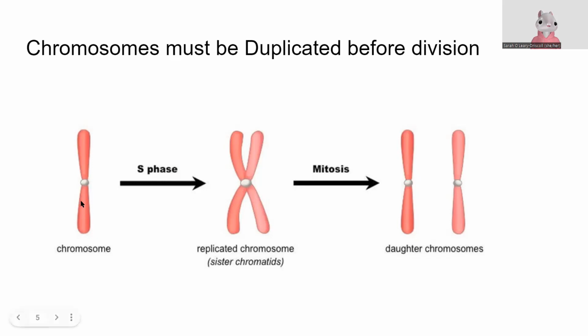For a human, you have 46 chromosomes that are in this linear state. When they're duplicated, you still only have 46 chromosomes. So you never have more than 46. And then when they divide, you end up with 46 in each cell.